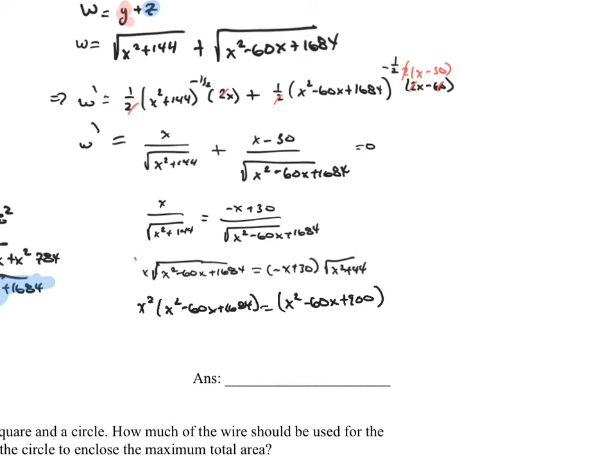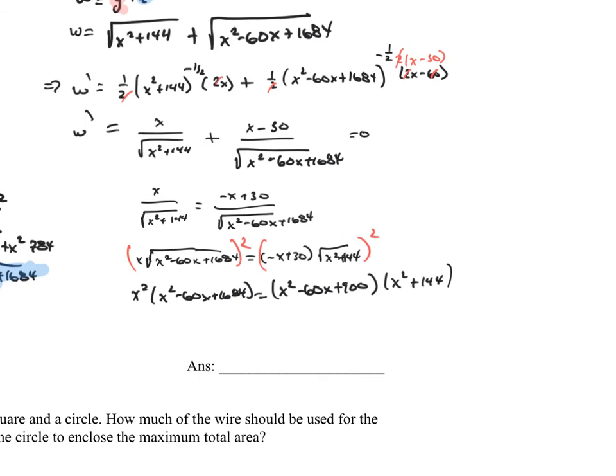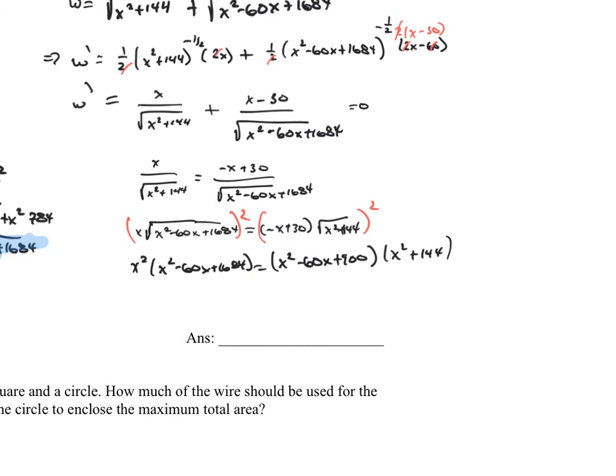Here, let me show you what I did. I squared the entire side, right? And squaring the entire side is negative x plus 30 squared, and then I square the square root. So this would be times x squared plus 144. That's a 144 in there. So what do I need to do? I need to keep on distributing. Let's see what we get.